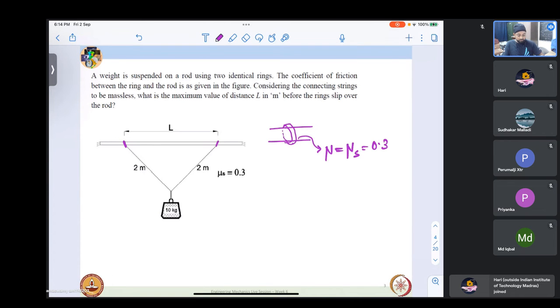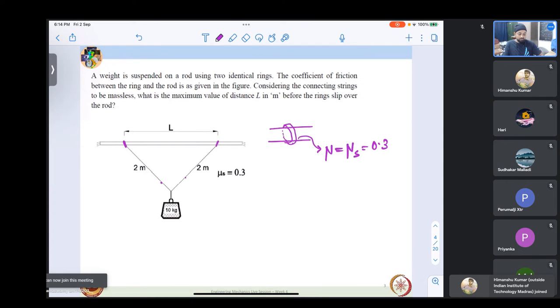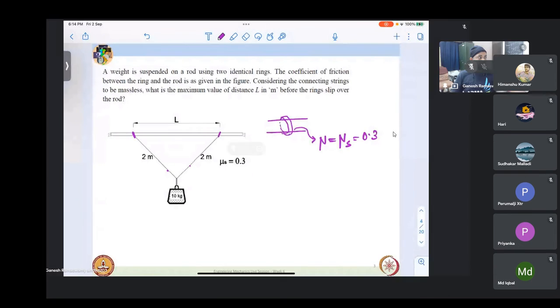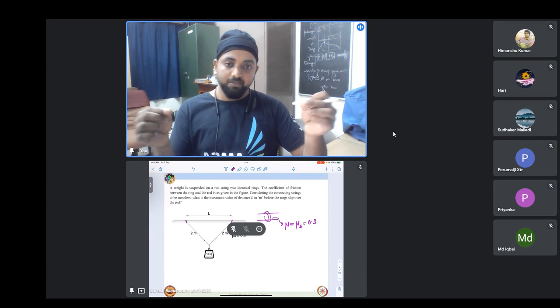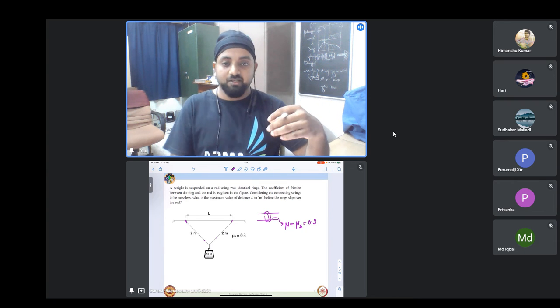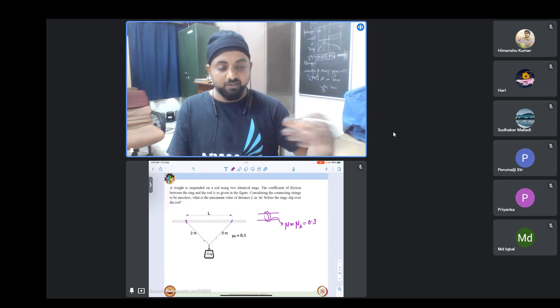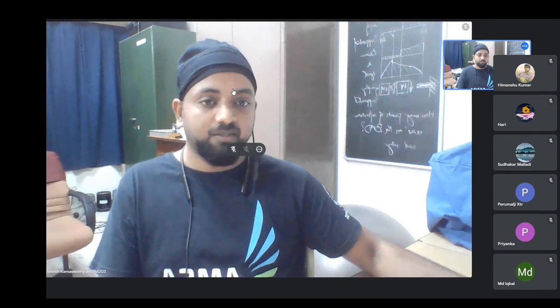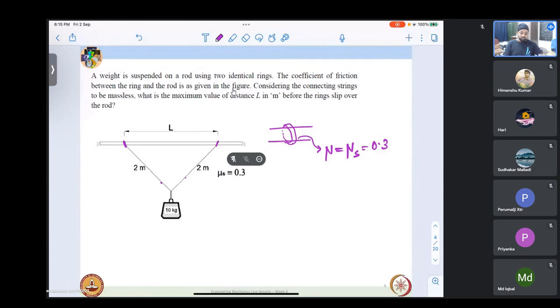Considering the connecting strings to be massless, we ignore the mass of these strings. What is the maximum value of distance L before the rings slip over the rod? I hope you can picture that as we keep pushing the rings further apart and leave them, at some point they will stop because of the frictional force balancing the components of the weight. So we are asked up to what distance we can take it so that it is in equilibrium on its own.